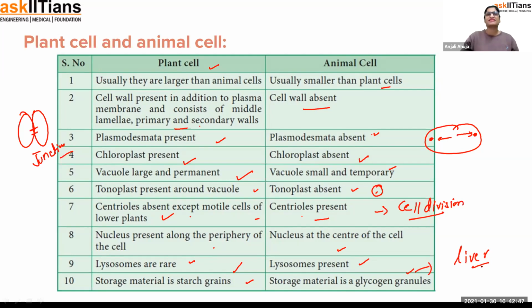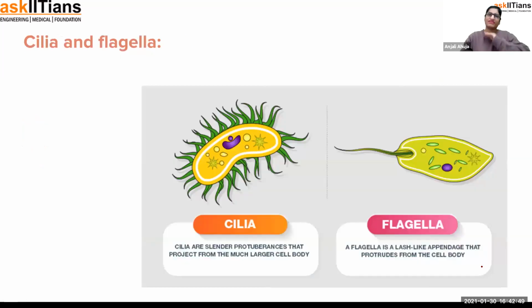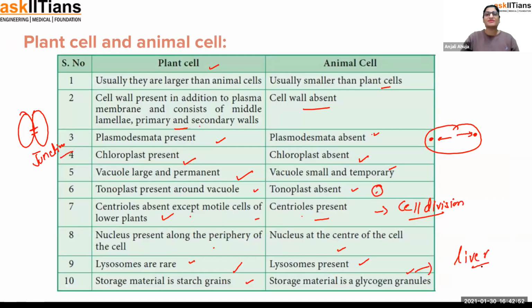The next part, I guess, no, next is centriole itself. I'll come back to this part. So I suppose the difference between plant cell and animal cell is clear to you. These are 10 points I have told you. If that can come as a 5 marks question, I know that you will be able to write, right?